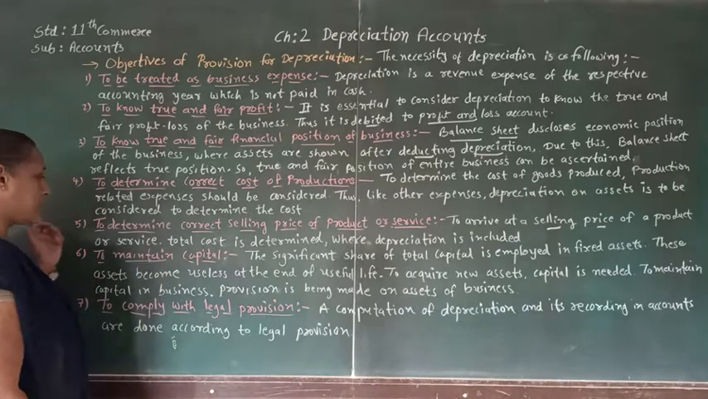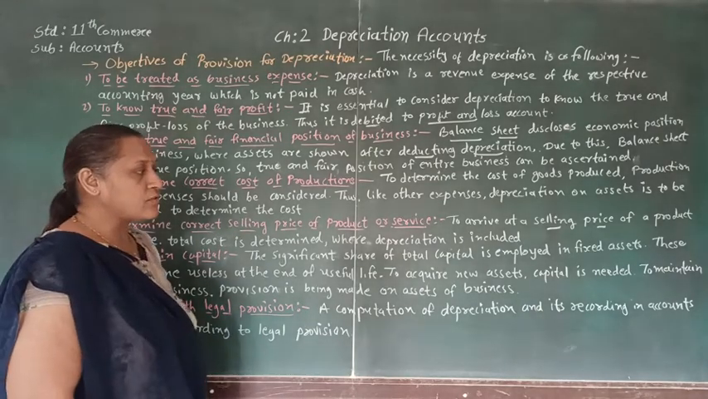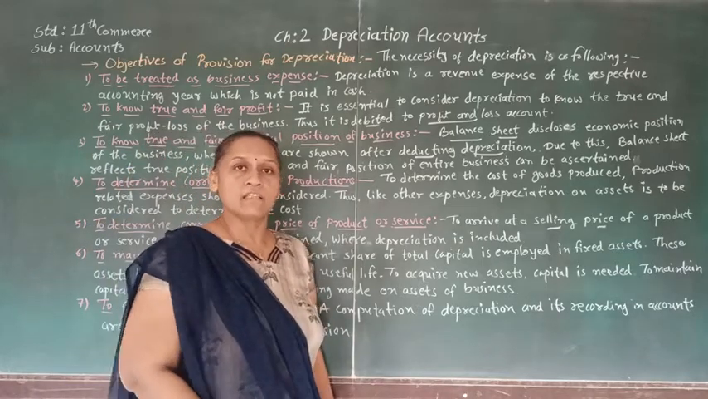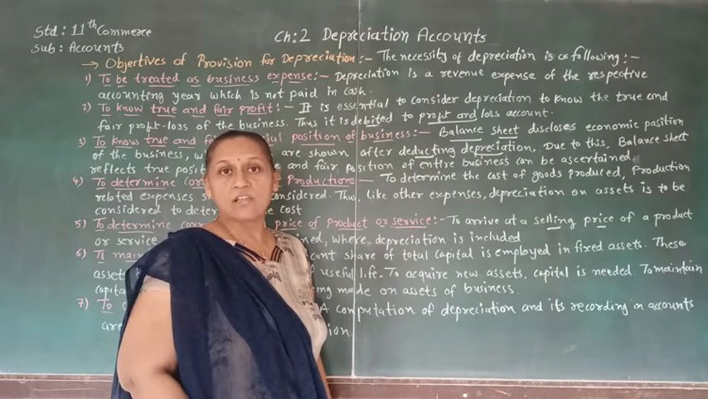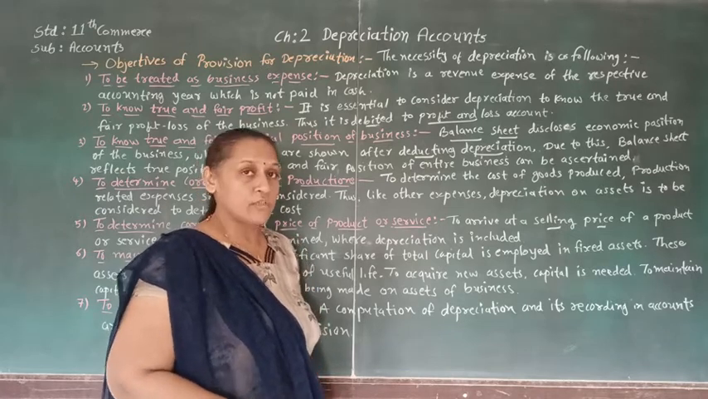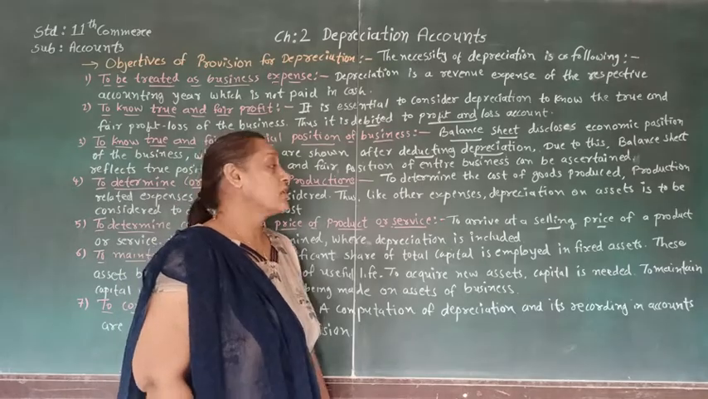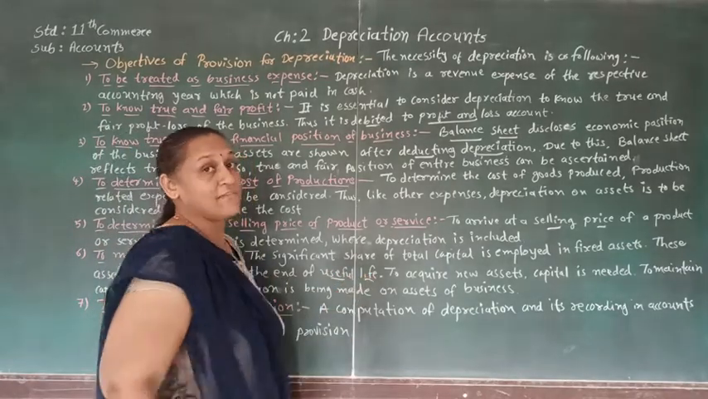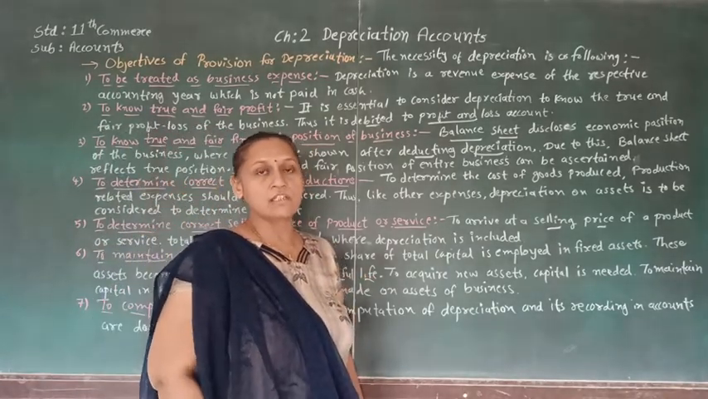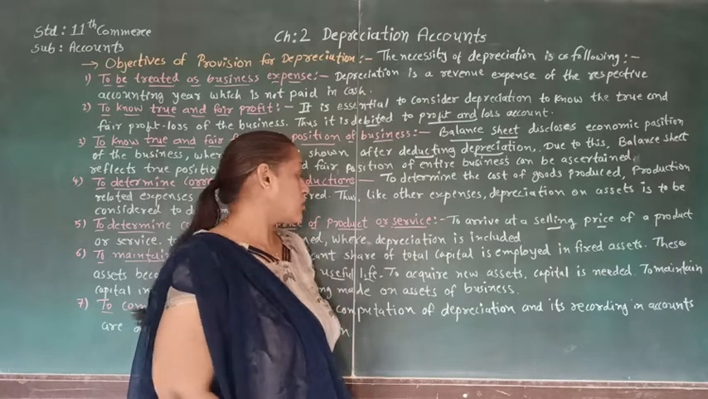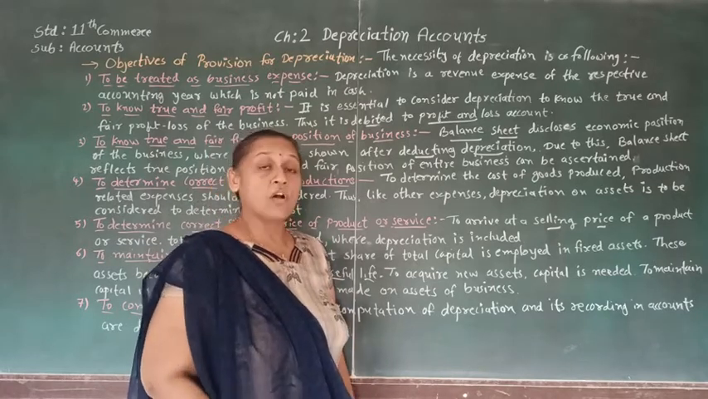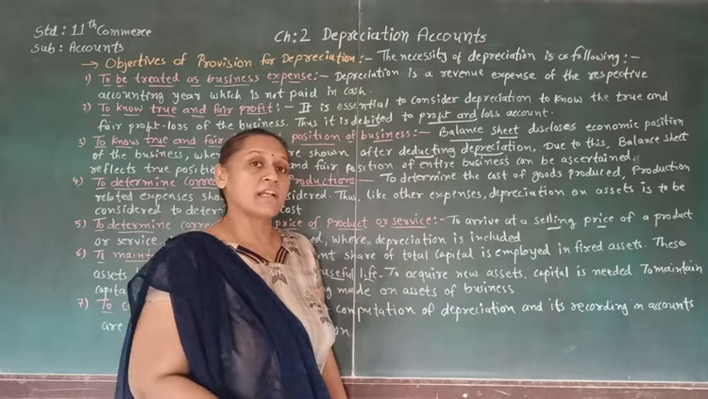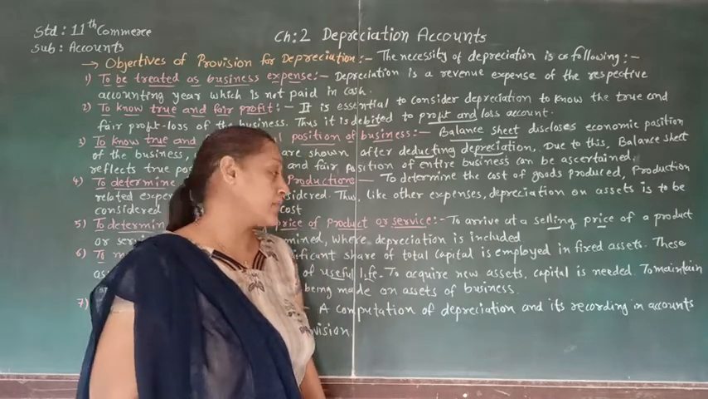The next one is to maintain the capital. A significant share of total capital is employed in fixed assets. Whatever capital we are bringing into the business, from that a major part is utilized in fixed assets. These assets become useless at the end of their useful life. After 5 years or 7 years, those assets become useless. So to acquire new assets or to maintain those assets, we need to find out the depreciation and provide for the same in the profit and loss account.